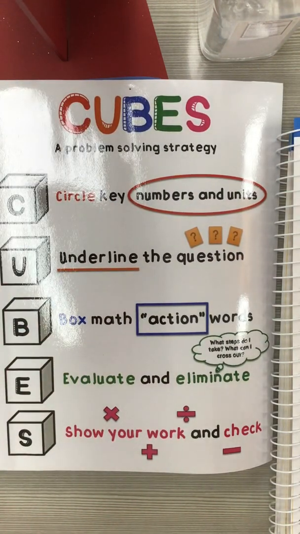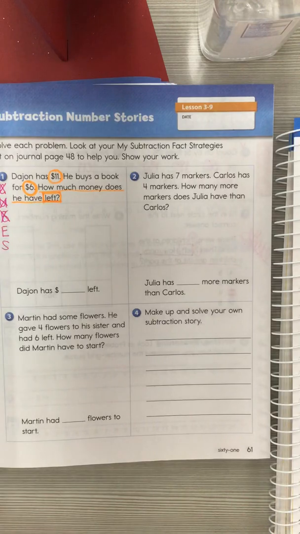Evaluate and eliminate. What can we get rid of? What from the number story do we not need? I think we kind of need all the information in this one. Okay? We need the numbers, we need how much he bought the book for, and we need to know how much he has left. Okay? So let's mark out step E.